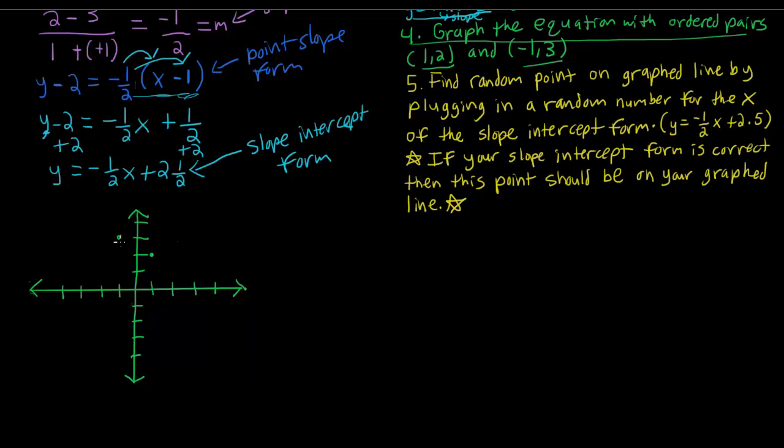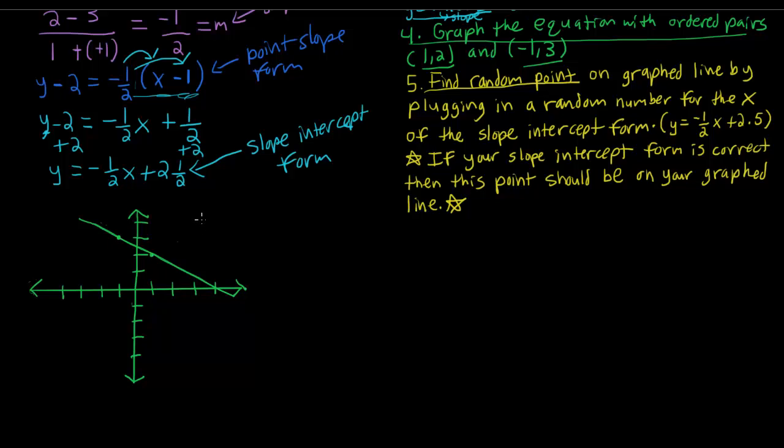So that's right about here. Then we just want to go ahead and draw our line connecting the 2 points. And we went ahead and drew the line connecting the 2 ordered pairs. Now for the last step, step 5, we need to find a random point on the graphed line right here.